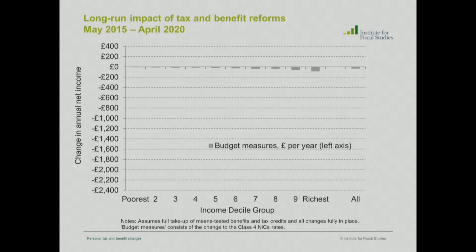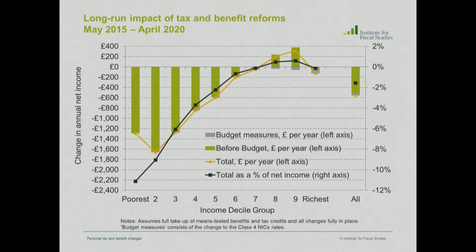If instead of just looking at what was announced yesterday, we look at everything that's already been implemented or is due to be implemented over the course of this Parliament, and we look at the long-run impact of all of those changes, then this is the distributional impact of tax and benefit changes over this Parliament. So you can see what we're seeing is very significant losses, very large losses towards the bottom of the distribution, low-income households, and some small gains towards the top of the distribution.